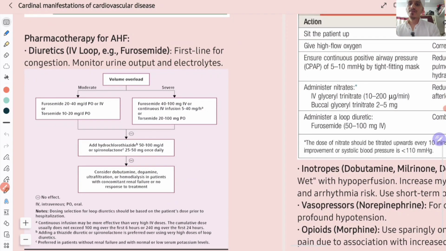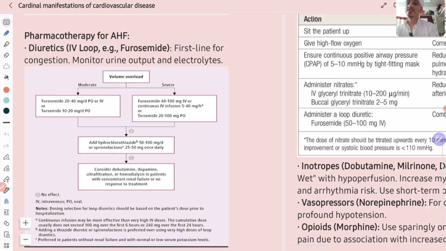So pharmacotherapy, diuretics: how you will give the diuretics, now in detail we will learn. IV loop diuretics you will give, for example furosemide, or you can also give torsemide. This is first line for congestion. You should monitor urine output and electrolytes. Whenever there is volume overload, nothing but congestion, pulmonary congestion or systemic congestion, it can be moderate or severe.